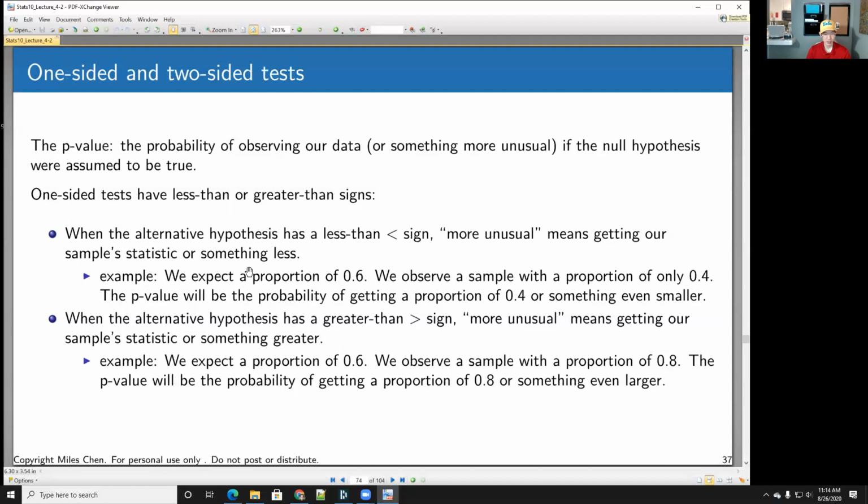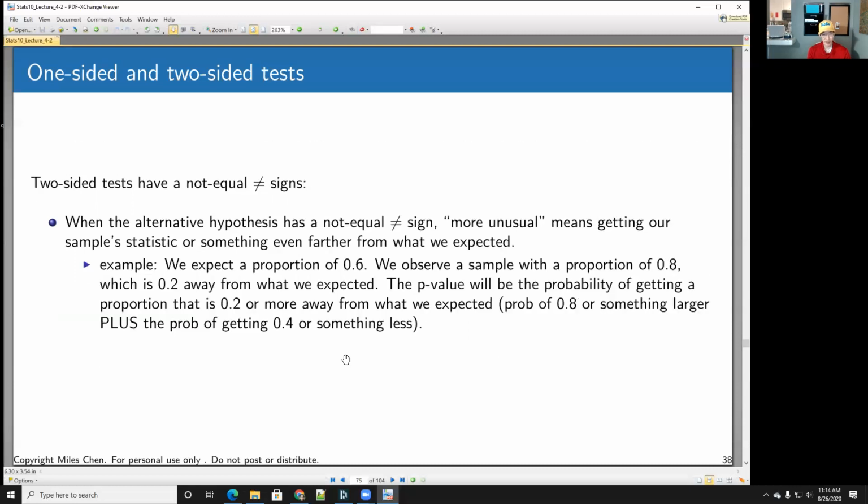On the other hand, if our alternative hypothesis has a greater than sign, more unusual means whatever our statistic was, or something even larger than that. So if we're expecting a proportion of 60% in our population, and we get a random sample where that proportion is 80%, the p-value is the probability of getting a proportion of 80% or something even larger, if the null hypothesis were true and it truly were 60%.